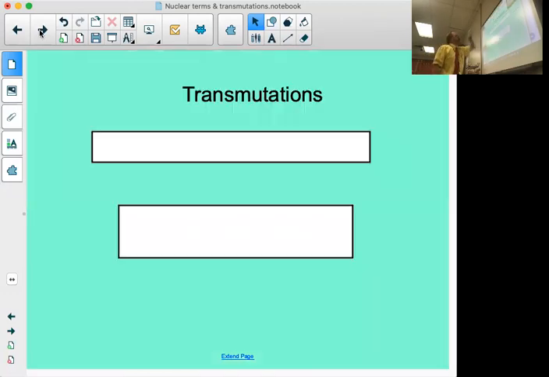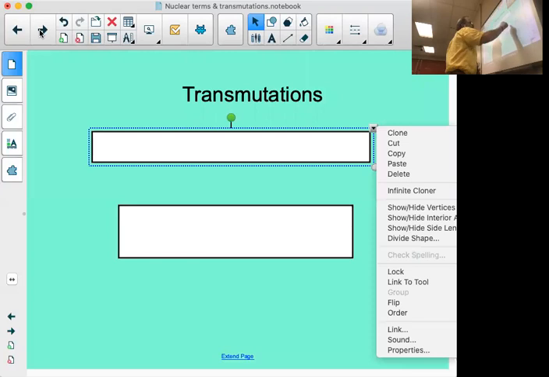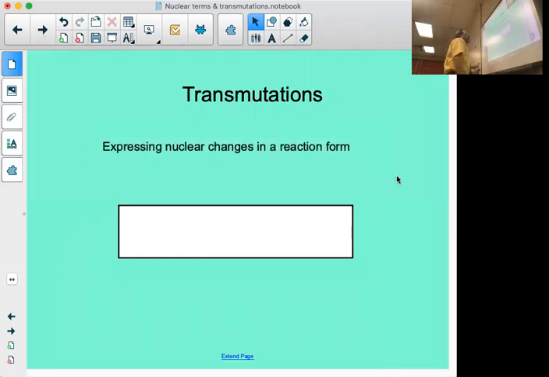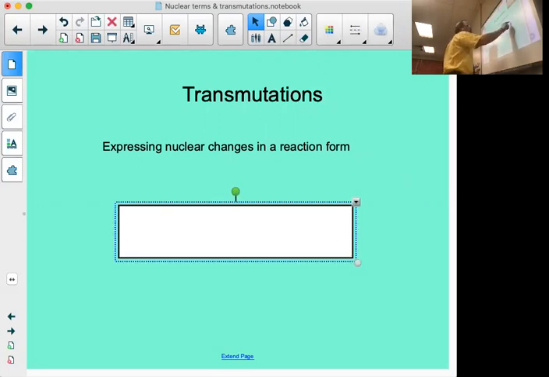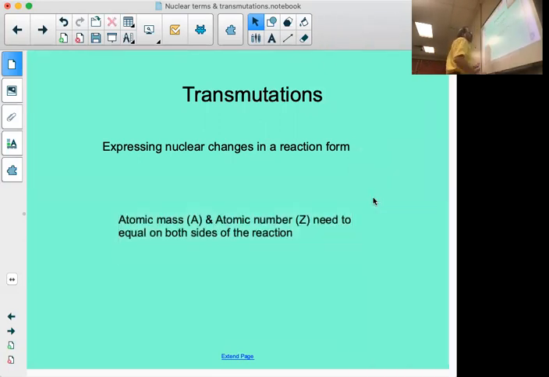There we go. All right, now transmutation. We talked about the particles. This is where we're going to put it together, and this is going to be the extended part of the lesson. So transmutation is expressing nuclear change in reaction form. What we're doing here is taking the atomic mass, A, and atomic number, and they have to be equal on both sides of the reaction.